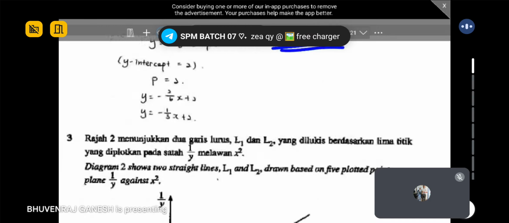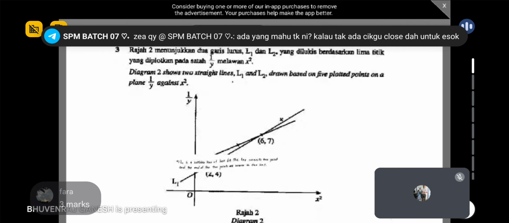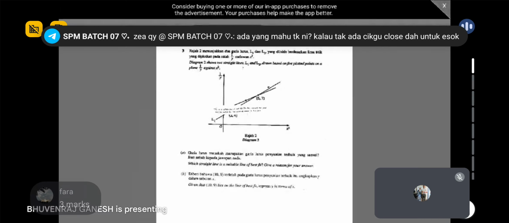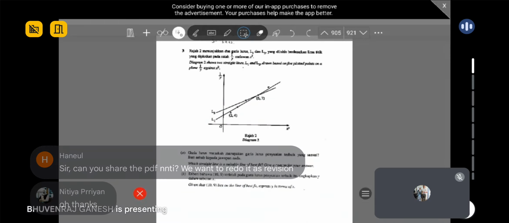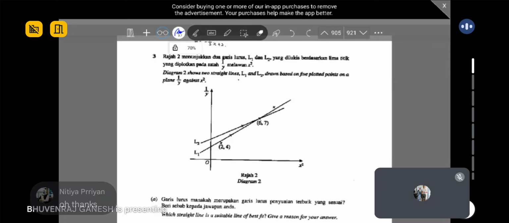Okay? Alright. So we go to question 3, guys. Okay, very surprising actually. Because question 3, they come out linear law. Guys, linear law masuk kertas 1 tau. Something very rare.